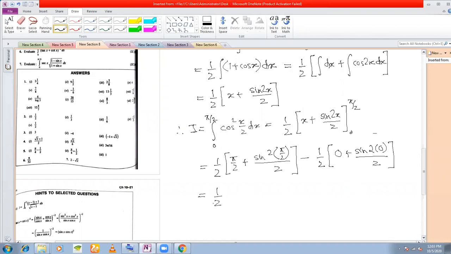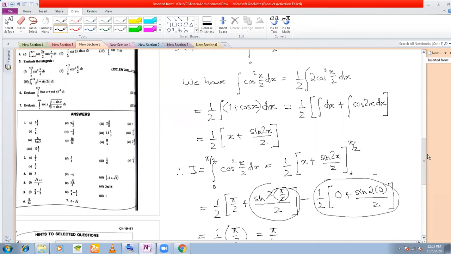So what do you get? Half of, this 2 cancels, you simply get sine pi. And I just told you sine pi is 0. So this entire expression is also 0. So you only have half of pi by 2. You get pi by 4 as your answer.